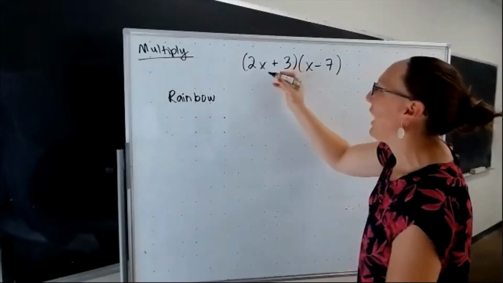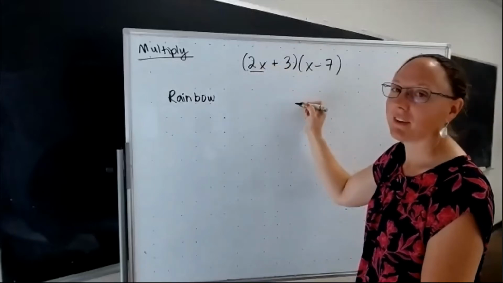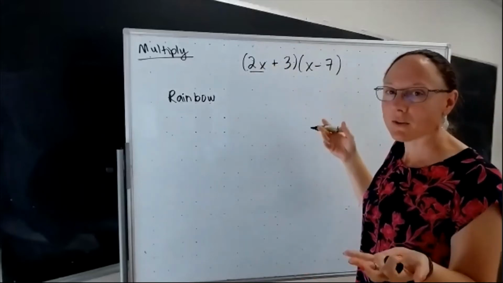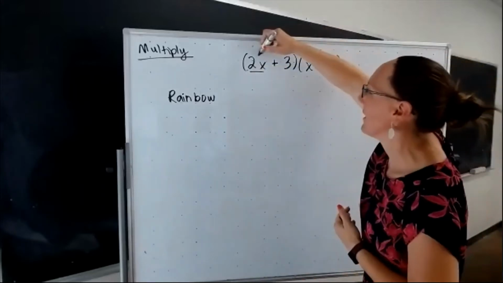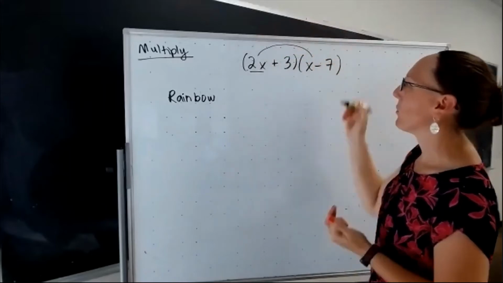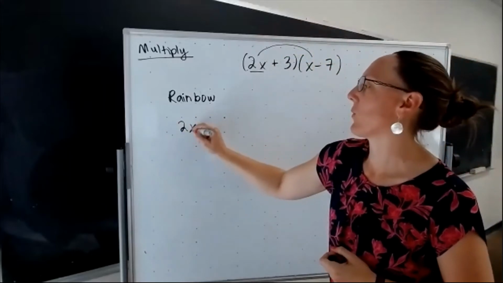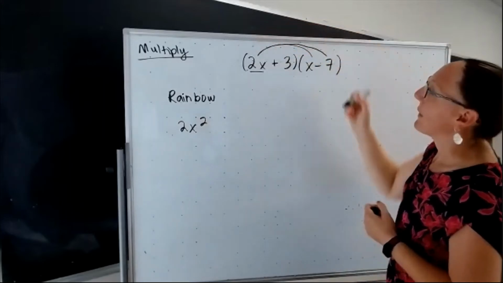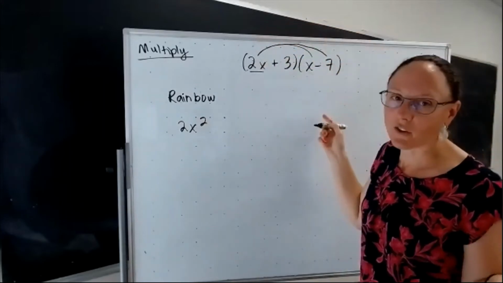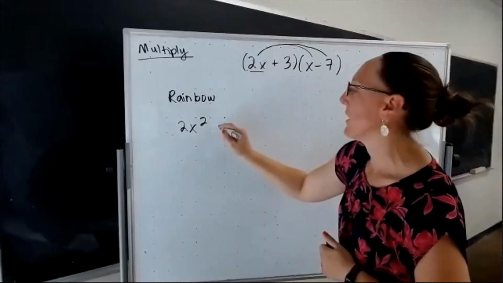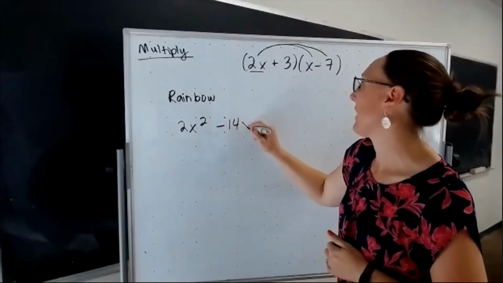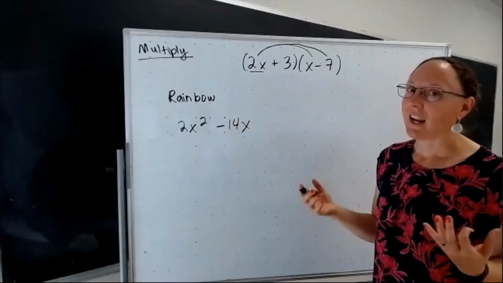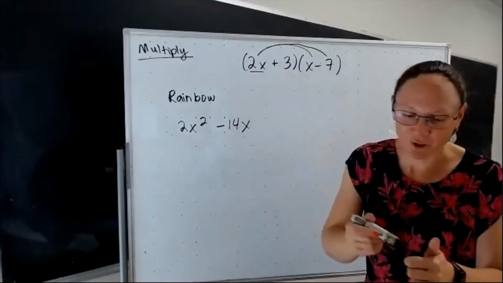So I'm going to take this 2x term and I'm going to draw rainbows to the second piece. So I'm going to take 2x and multiply by x to get 2x squared. I'm going to take the 2x and multiply it by -7. Again, I'm drawing another rainbow here. 2x times -7, I get -14x. Then for my next piece, I'm going to draw new rainbows.